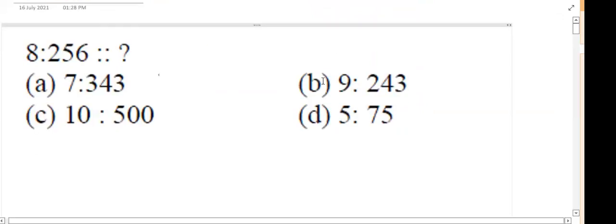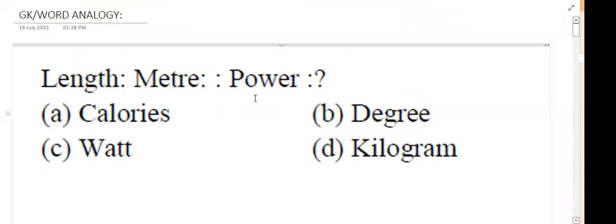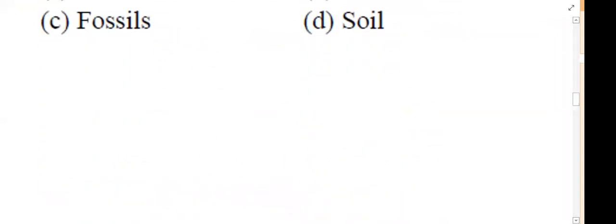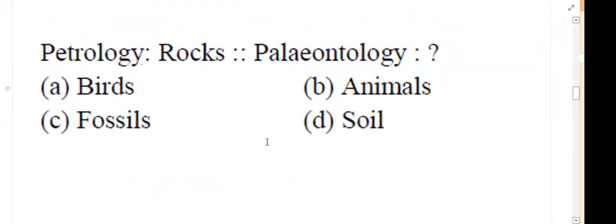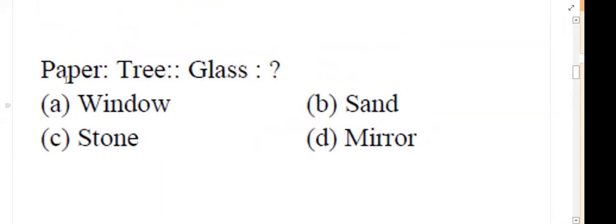Okay, sir. They are letter analogy and these are number analogy questions. Yes. And these are GK and word analogy questions. Okay. Sir, show one GK question, sir. Petrology rocks, paleontology dash. Paper is made from trees. Glass is made from sand. That's all. Okay, be ready with the answers.